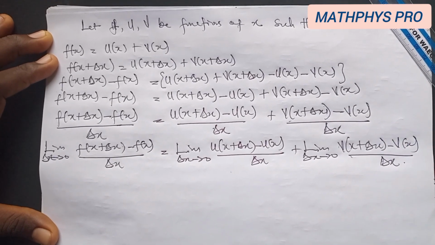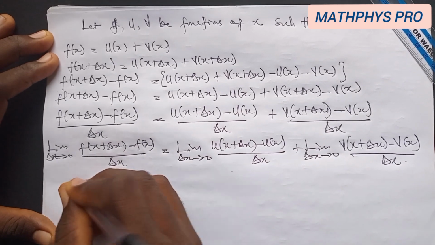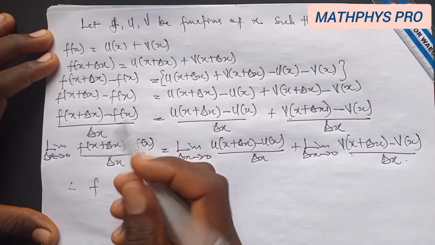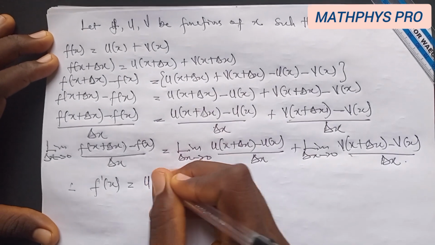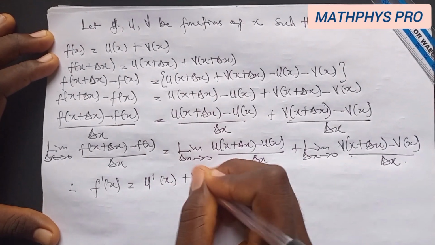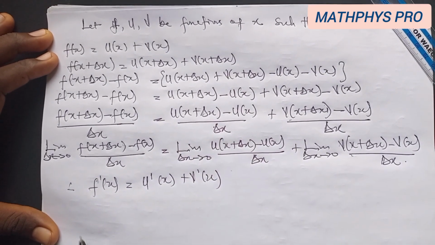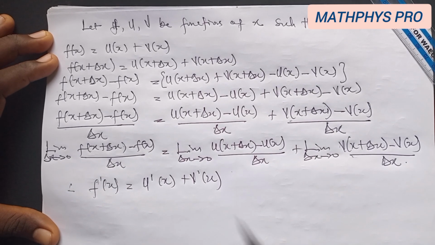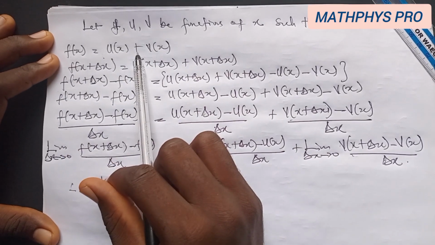So now, since the limit and everything here is the same, this means that the derivative of f of x, f prime of x, is equal to u prime of x plus v prime of x. So the derivative of f of x is equal to the sum of the derivative of u of x and v of x.